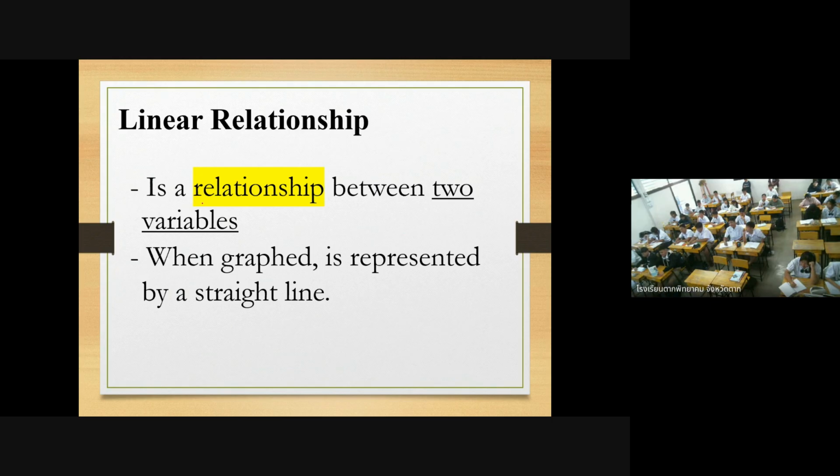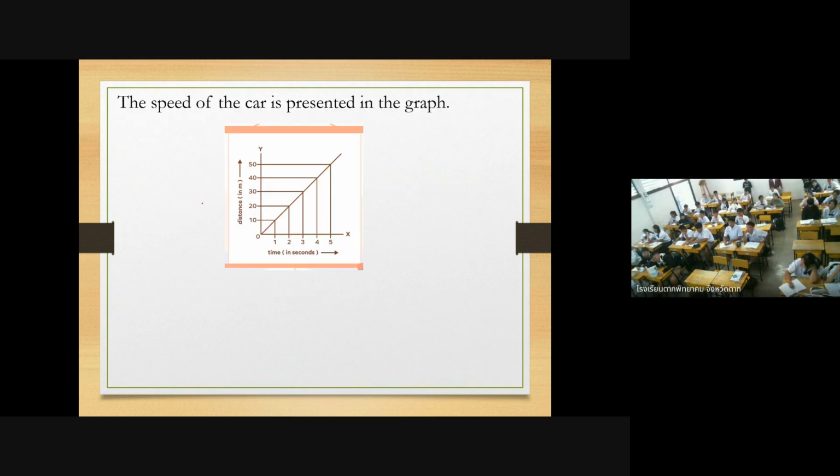In a linear relationship, same thing. We're associating two variables. And when we graph it, it's a straight line. Now, let me give an example. Look at this. Yes, it's a graph. Linear relationship is all about the graph. But again, we're associating two variables.